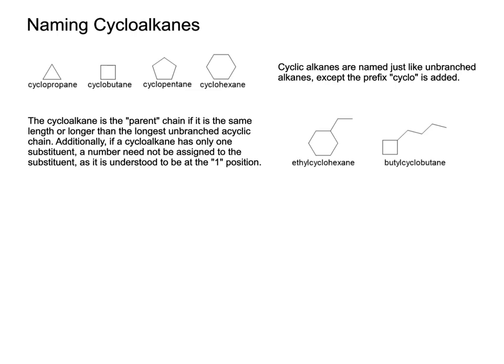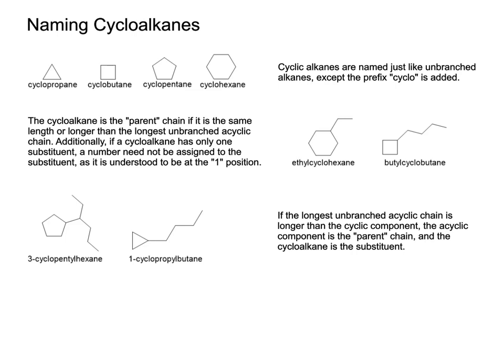To the right of that, we have butylcyclobutane. Here, the ring is a 4-membered ring, and the acyclic chain is also 4 carbons long. Because it's a tie, preference goes to the cyclic structure. So the substituent is butyl, and the parent is cyclobutane, hence butylcyclobutane. I want to point out that if a cycloalkane has only one substituent, a number need not be assigned to the substituent, as it is understood to be at the 1 position.